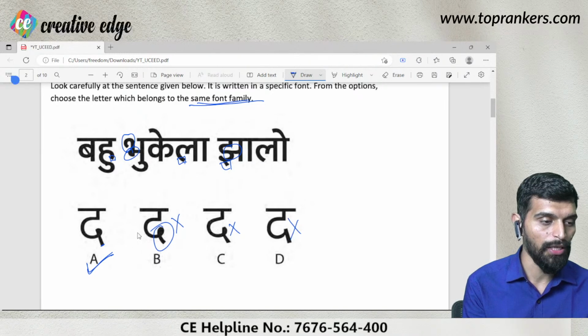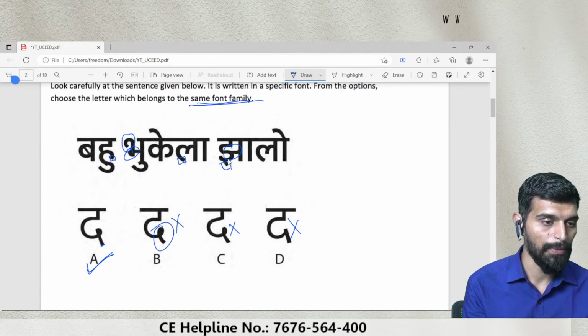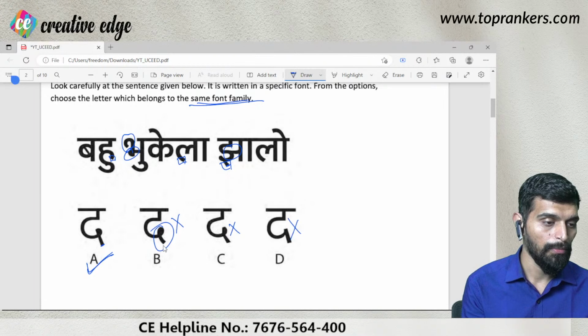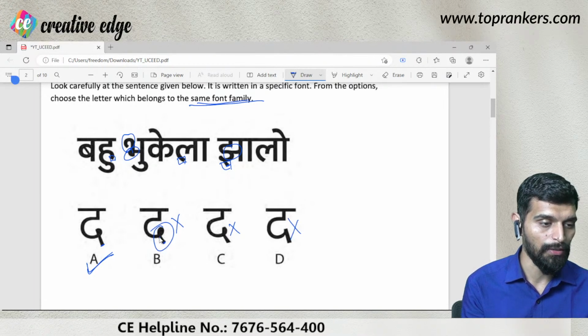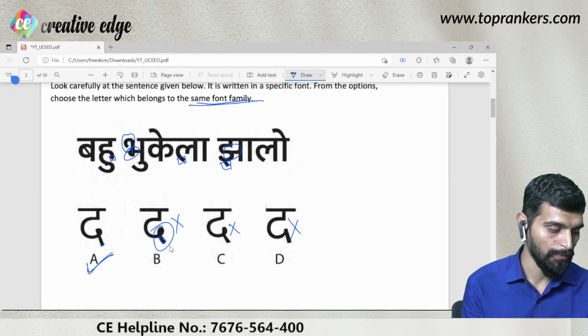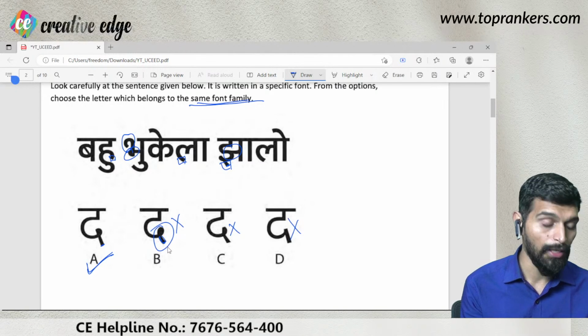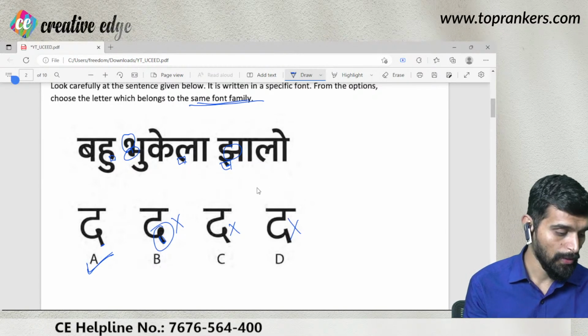Look at this edge. This edge is sharp. Sharp edges are there. Look here. But here the edge is curved, relatively curved. So I can eliminate this one.